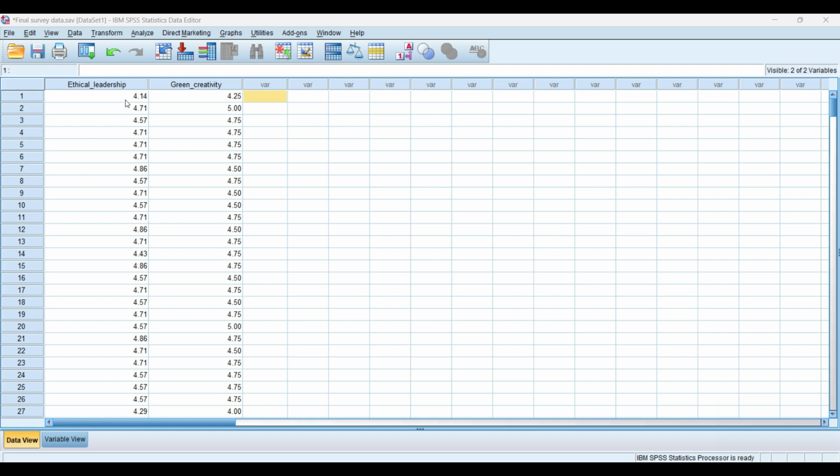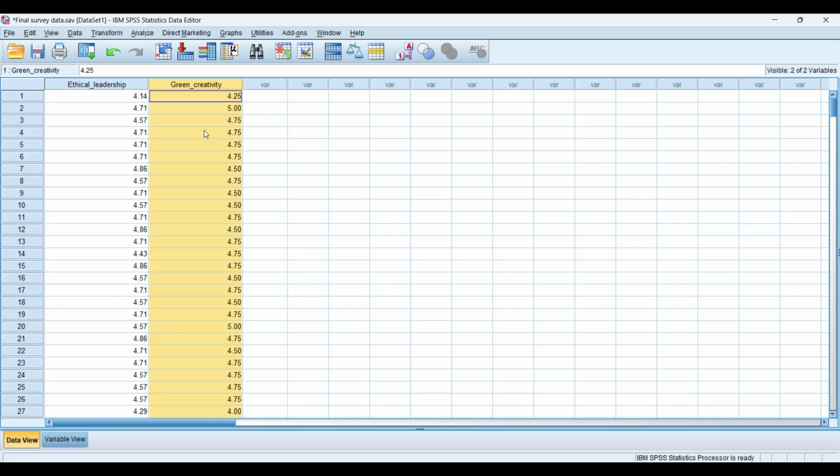So we have data. Here, ethical leadership is the independent variable and green creativity is the dependent variable. If the residuals are randomly distributed around 0 with a roughly equal spread, the assumption of homoscedasticity is satisfied. If the residuals form a funnel, cone, curve, or another systematic pattern, heteroscedasticity may be present. A random rectangular pattern indicates constant variance, while an uneven or patterned spread indicates a possible violation.